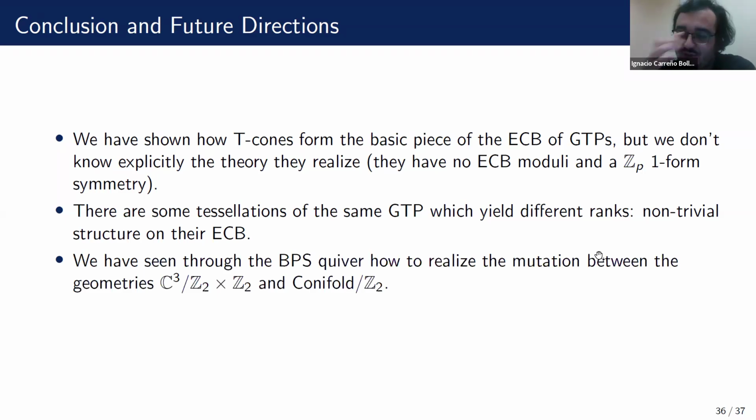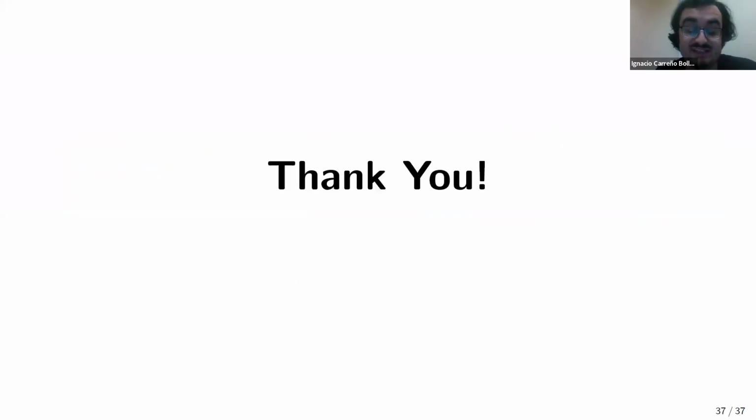And additionally, we have supported this claim that Hanany-Witten moves correspond to deformation of the geometry explicitly through this BPS quiver mutation between C3 mod Z2 times Z2 and conifold mod Z2 through the BPS quiver. We would like to further study this in the GTP case, but this would imply better knowing the BPS quiver of GTP geometries. With this, I would like to finish the talk.